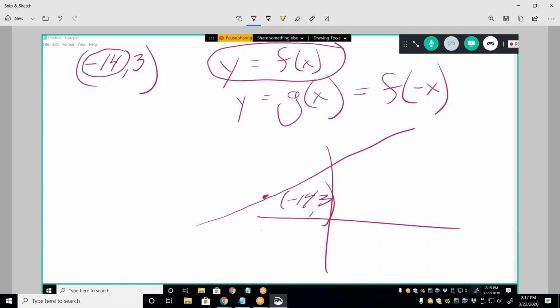Now they're asking, what's the corresponding point of f of minus x? Well, f of minus x, the corresponding point is going to be right there. In other words, f of minus x is either symmetrical with the y-axis or the origin. So I'm guessing it's plus 14. Go ahead and see if that's right.